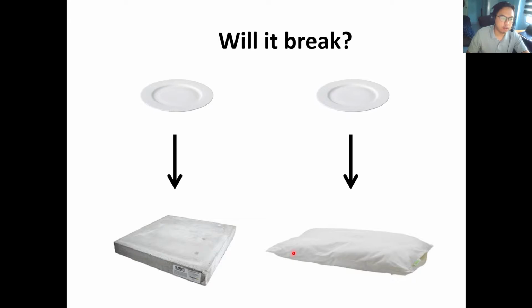Momentum and impulse can explain why the plate breaks. Why is there a large force when the plate hits the concrete floor? And also why is there a small force for the plate that is hitting the pillow? So that is what impulse and momentum can explain when it comes to collision.